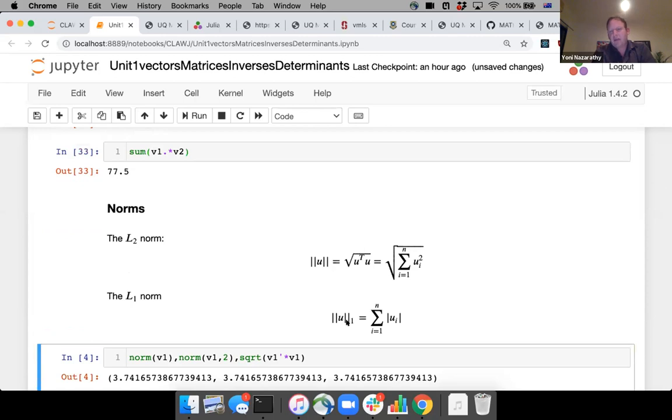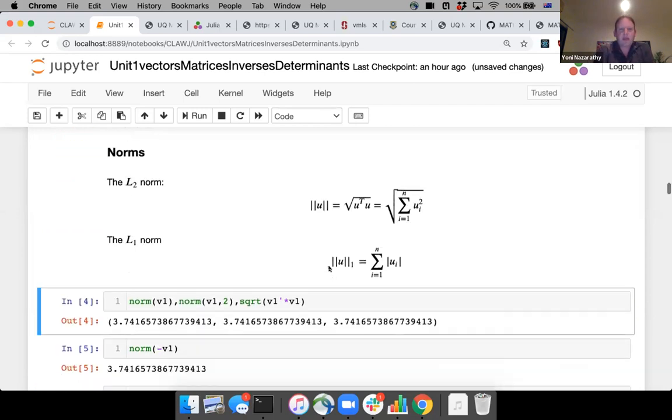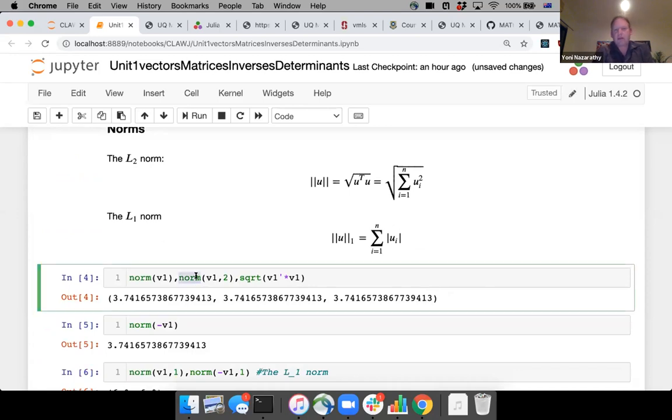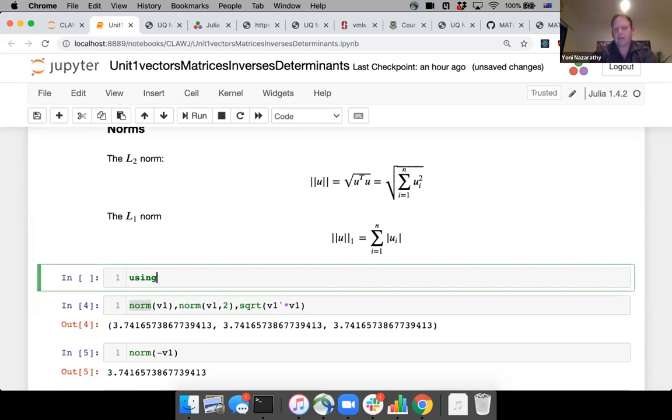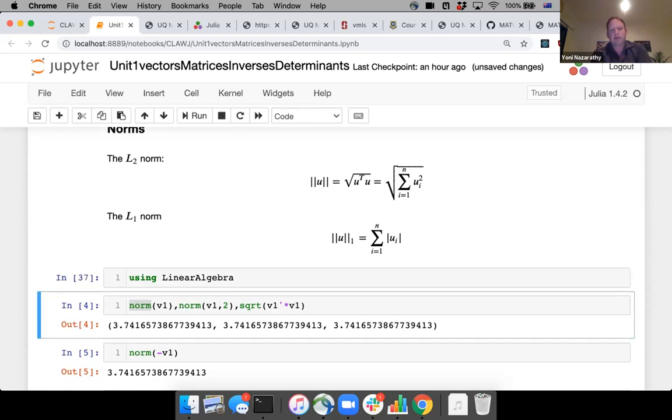Sometimes if we want to differentiate between the L2 norm and the L1 norm, then we put a subscript 2 here with the L2 norm. And there are other norms as well. To be able to use a norm function, I should have run, as I did in this session, using LinearAlgebra. I can autocomplete commands in Julia by hitting tab, as you might expect.